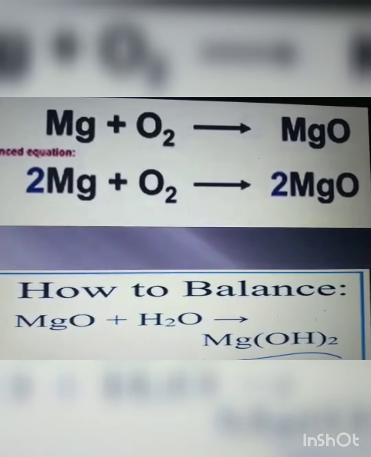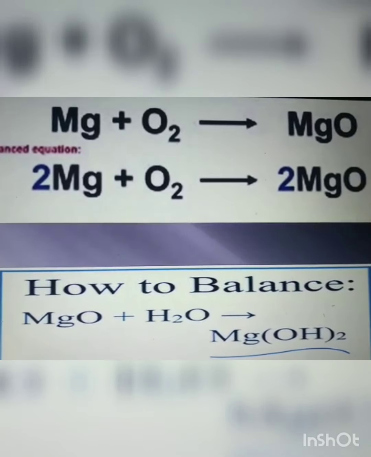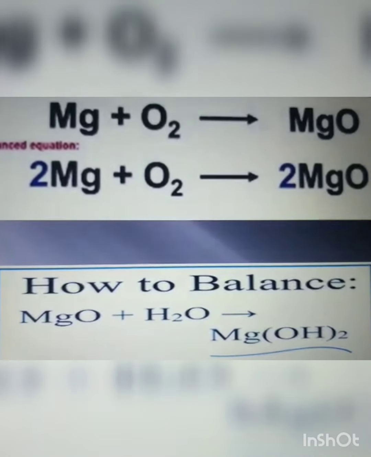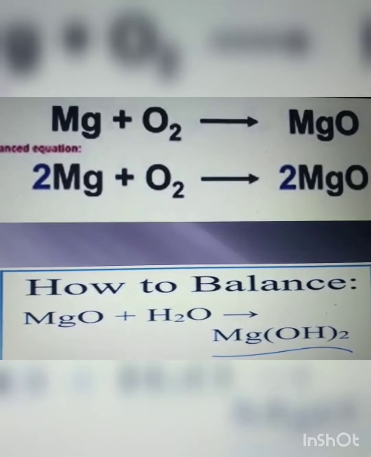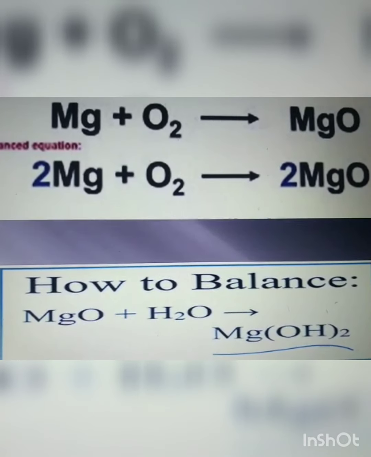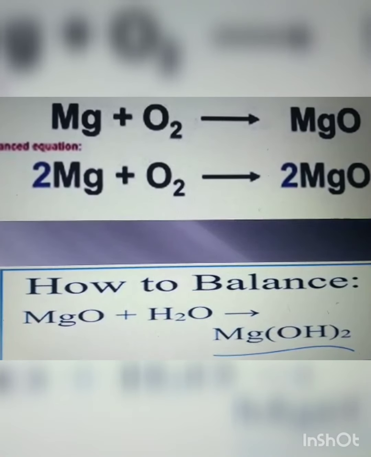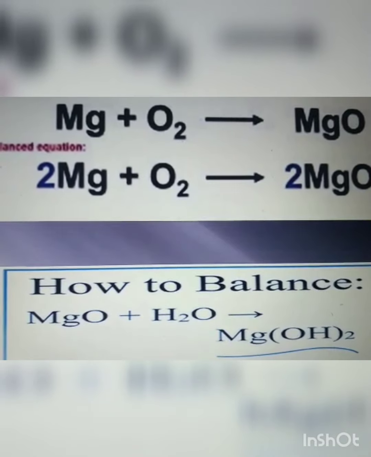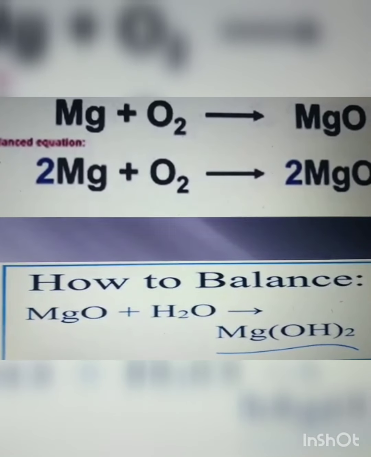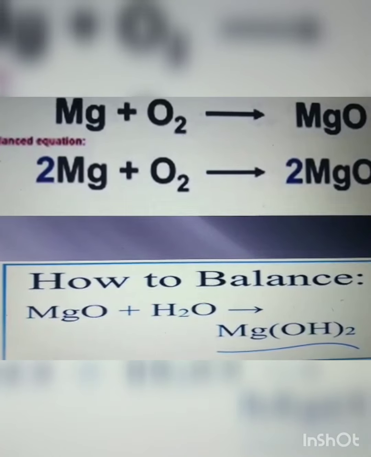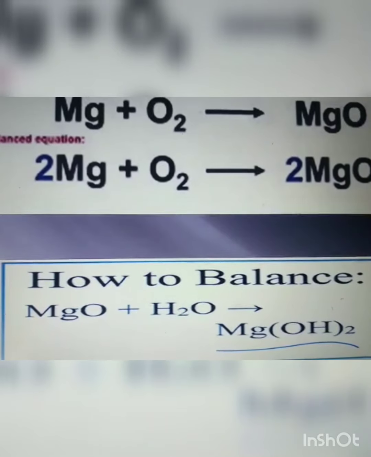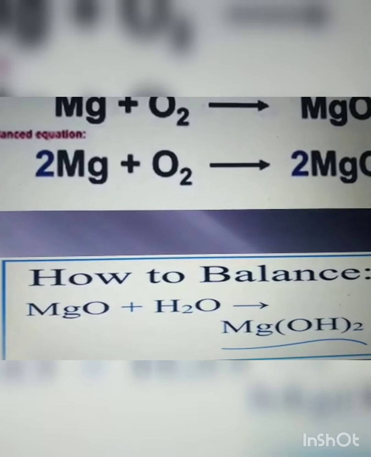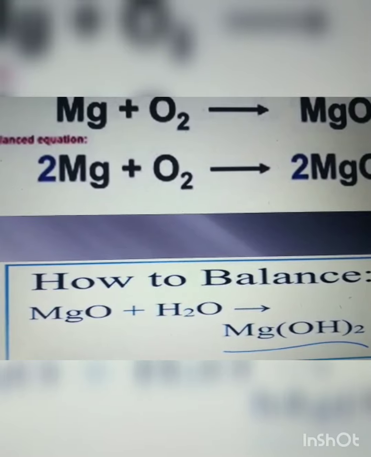Now, for balancing, we can take one more example. For zinc and sulfuric acid: zinc plus sulfuric acid gives zinc sulfate plus hydrogen. That is Zn plus H2SO4, which gives ZnSO4 plus H2. Next example, which I am showing you, is magnesium oxide and water. See, when magnesium oxide reacts with water, it gives magnesium hydroxide.